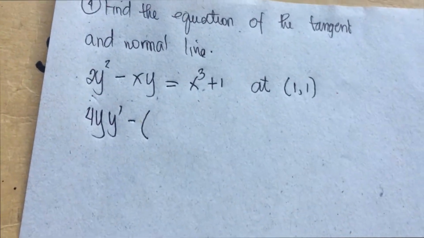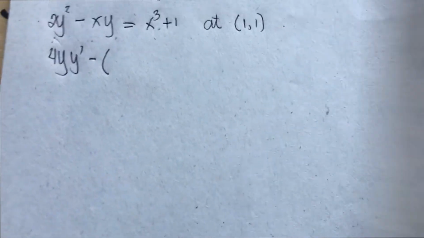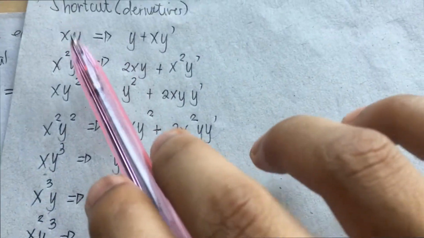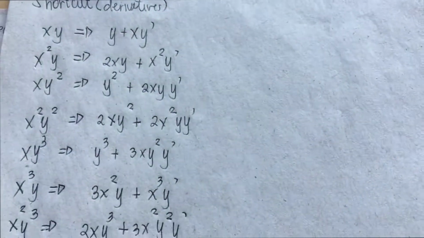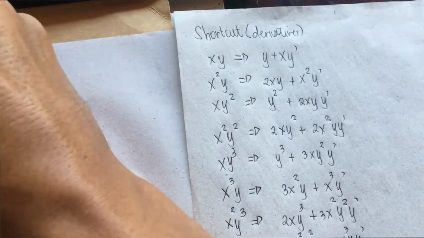But we already have our shortcut. Tama, di ba? Meron tayong shortcut sa xy. Remember, the derivative of xy is y plus xy prime. Okay? Yan yung shortcut natin. Derivative ng xy, we have y plus xy prime. Is equal to derivative ng x cubed, we have 3x squared.